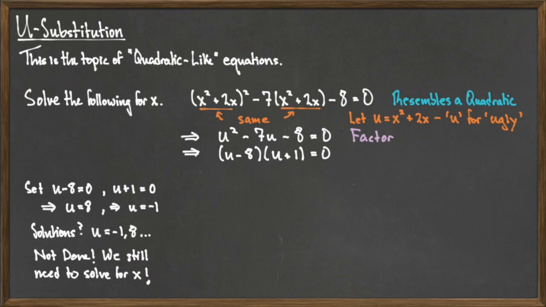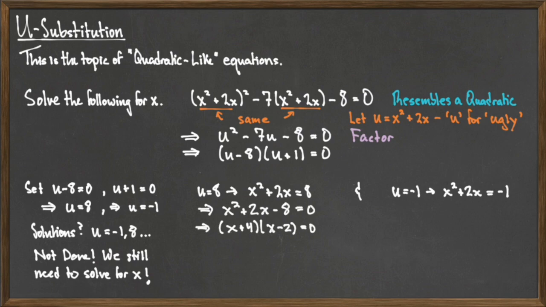I now have the equations u equals -1 and u equals +8. So I'm going to set up the equations x squared plus 2x equals 8 and x squared plus 2x equals -1. So what I've got now is two different quadratic equations that I need to write in standard form. This will give me x squared plus 2x minus 8 equals 0, which factors as x plus 4 times x minus 2 equals 0. Next, we've got the equation x squared plus 2x plus 1 equals 0, which factors as x plus 1 times x plus 1 equals 0. Then by using the zero product property, we get a final set of solutions of -4, -1, and +2, and we're done.